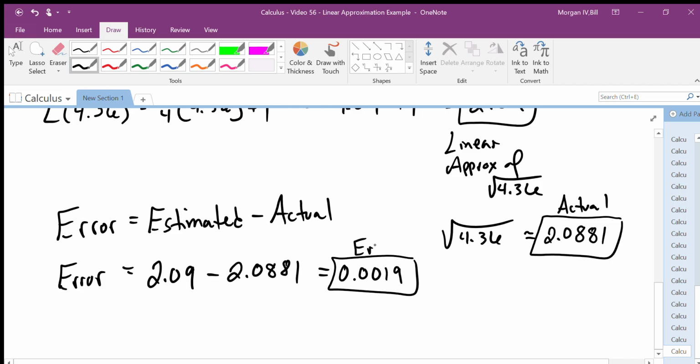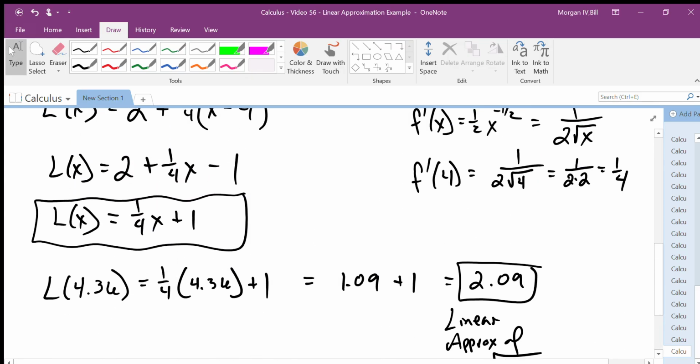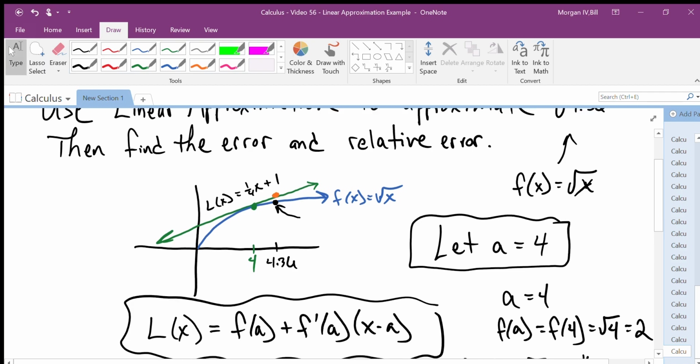Again, just like last video, we had the line L of x equals x approximating the sine of x. As long as that function was around 0, that line was a good approximation. We see here as well, in this square root of x, the line L of x equals 1/4 x plus 1 is a really good approximation for the square root of x, as long as those values of x don't get too far away from 4. Right? As long as the values of x don't get too far away from 4, the line is a pretty good approximation for the function value.